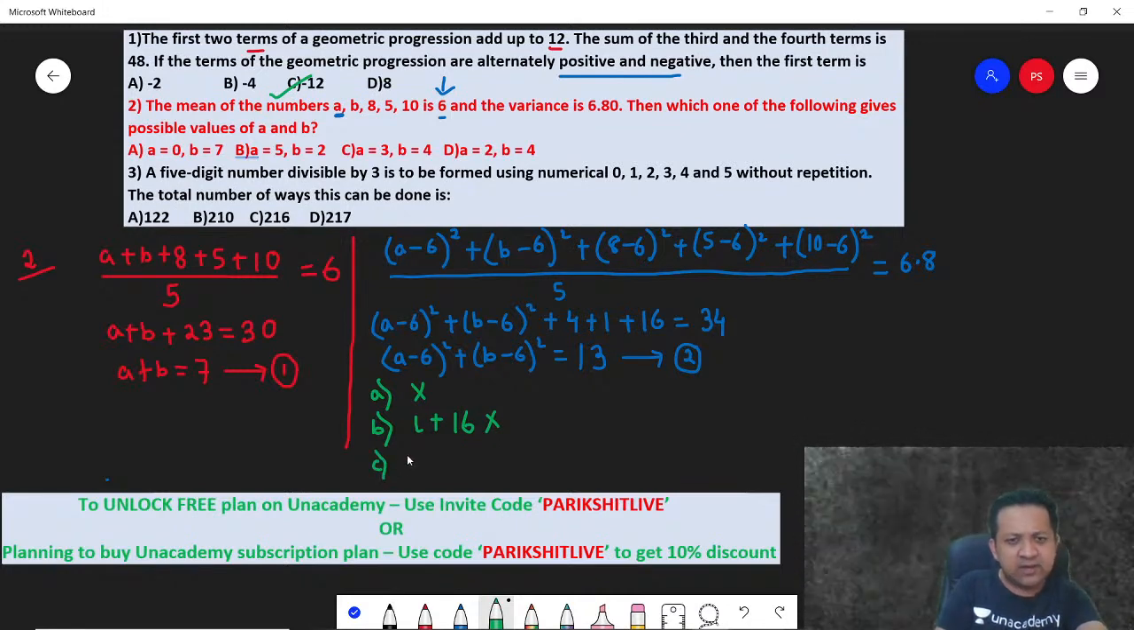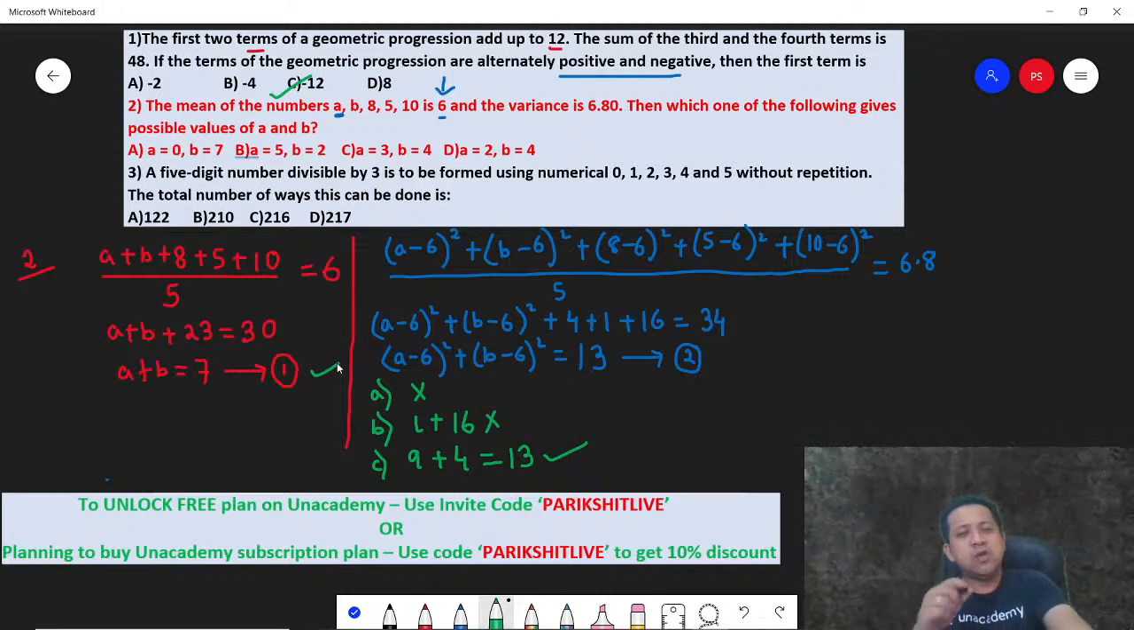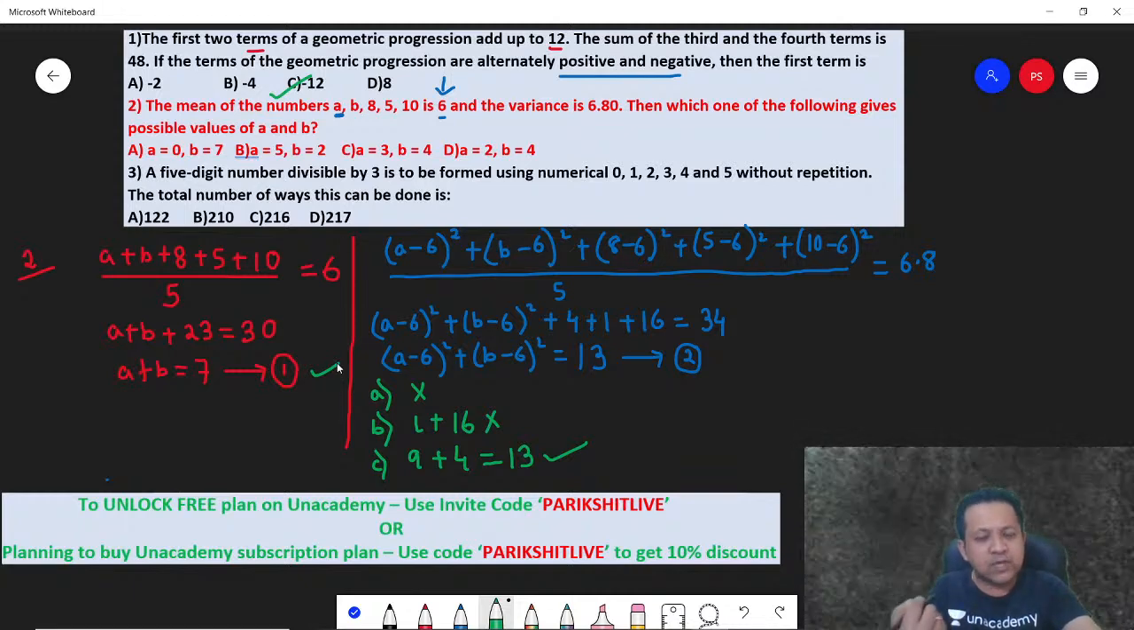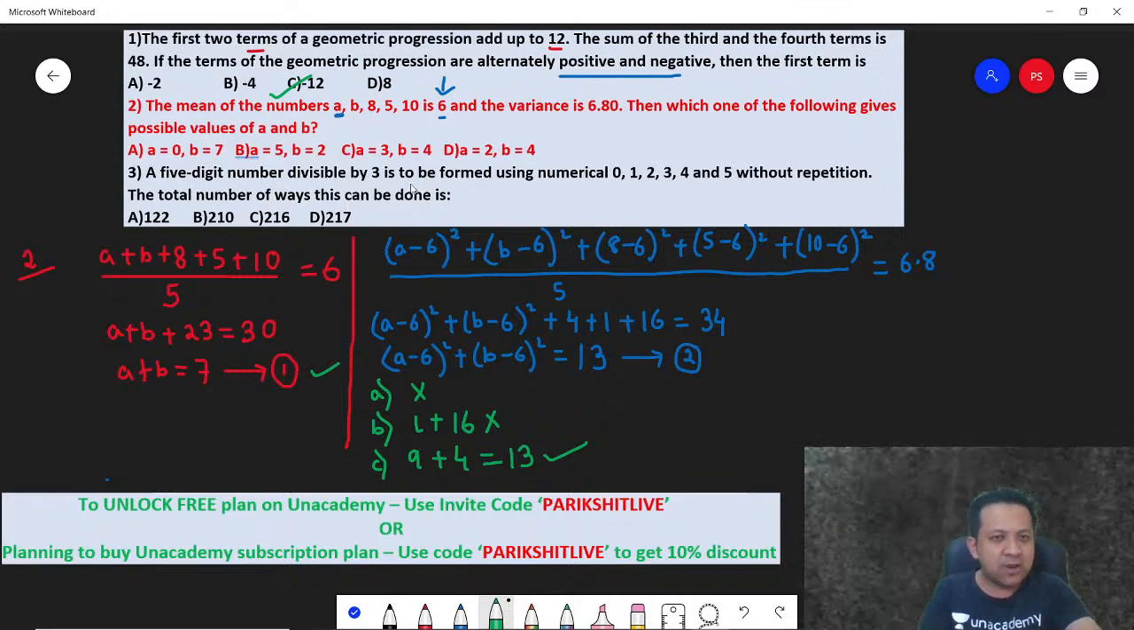C, A is 3, 3 minus 6 is minus 3 whole square, 9. B is 4, 4 minus 6, 2 square is 4. Perfect. This satisfies. 3 and 4 satisfy equation 1 as well as equation 2. So you can either solve the two equations or substitute the answer options. Option C satisfies both the equations, and hence that's your answer.